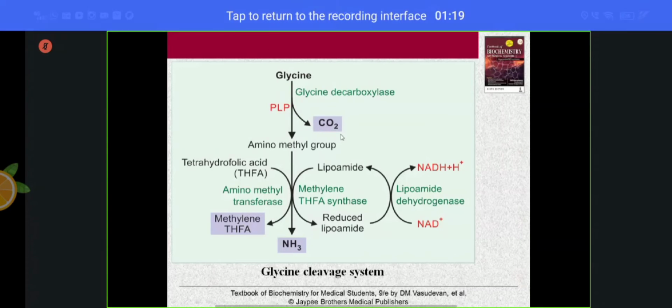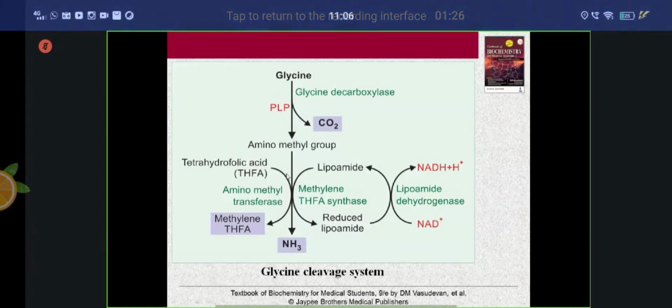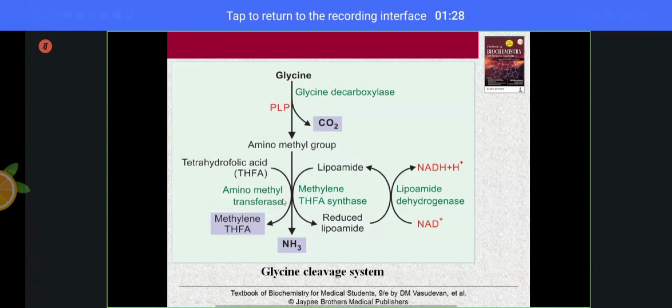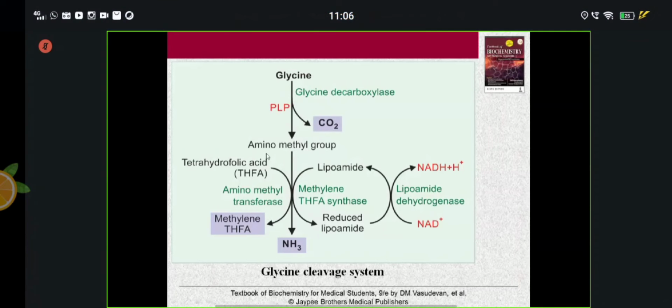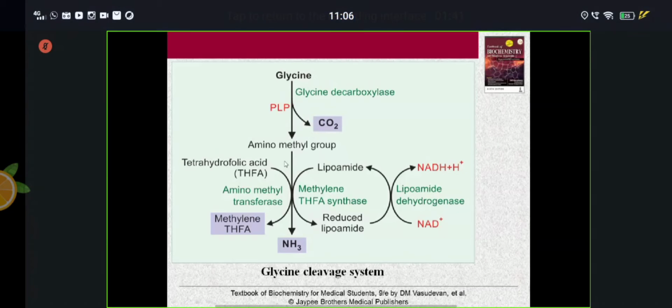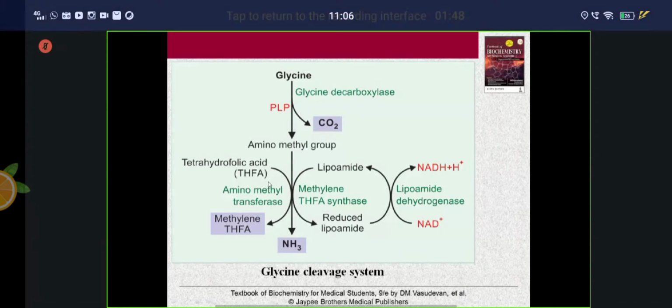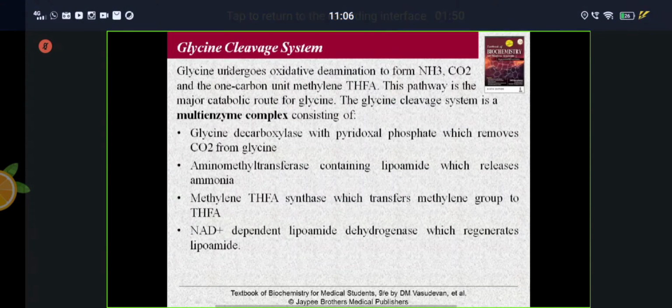So CO2 is lost. Then what will be left? Amino methyl group is left. Then tetrahydrofolic acid takes the methyl. Then if methyl is lost, what will be left? Amino is left. This ammonia is lost. So this is the glycine cleavage system. Glycine undergoes breakdown to lose its amino group in the form of ammonia, and methyl is transferred to THFA. So this is a glycine cleavage system.